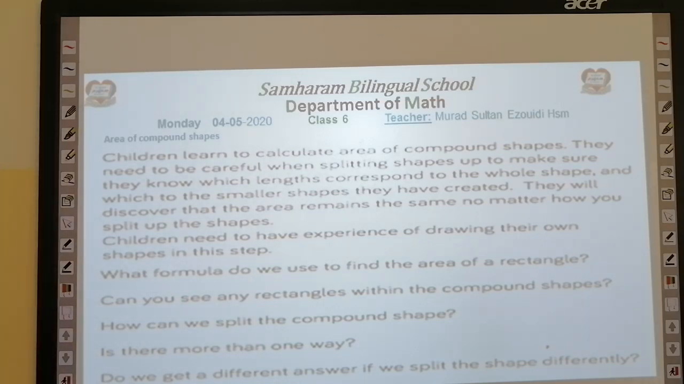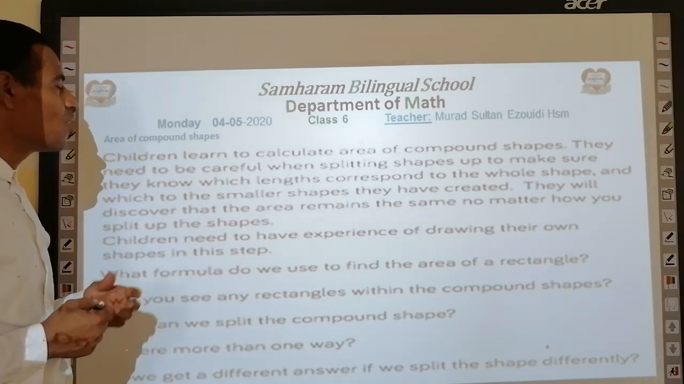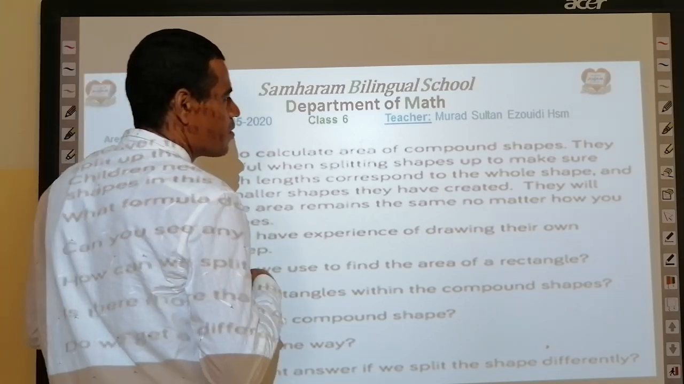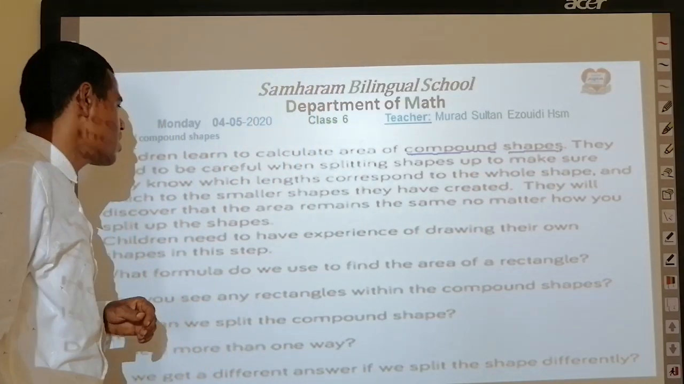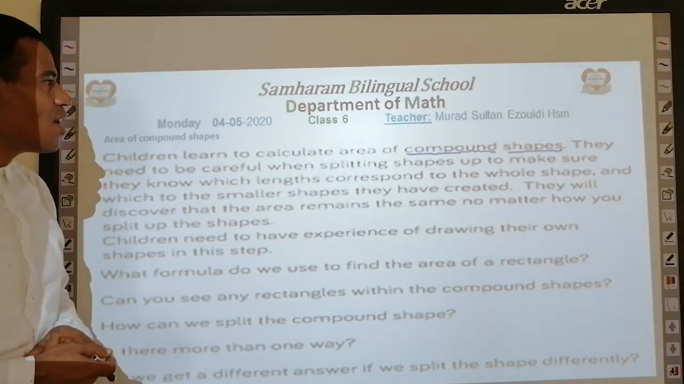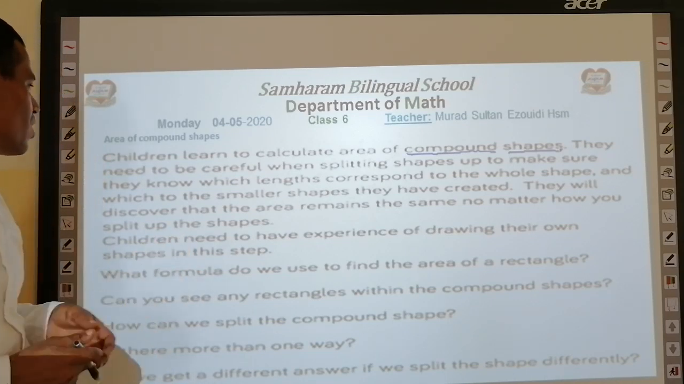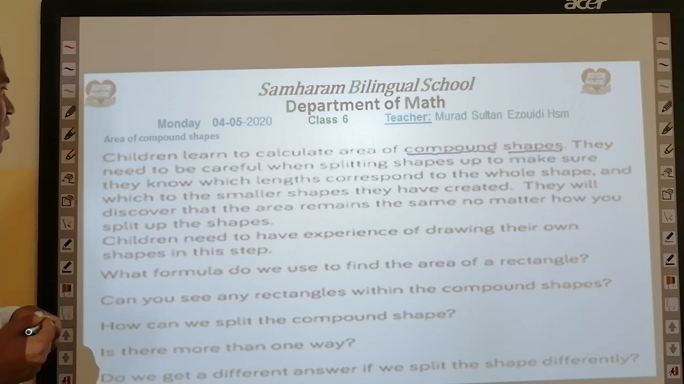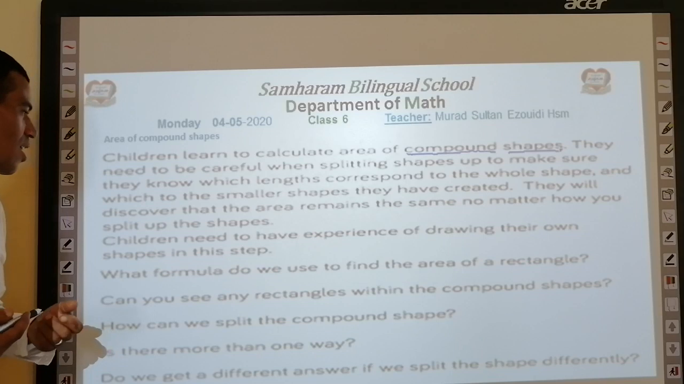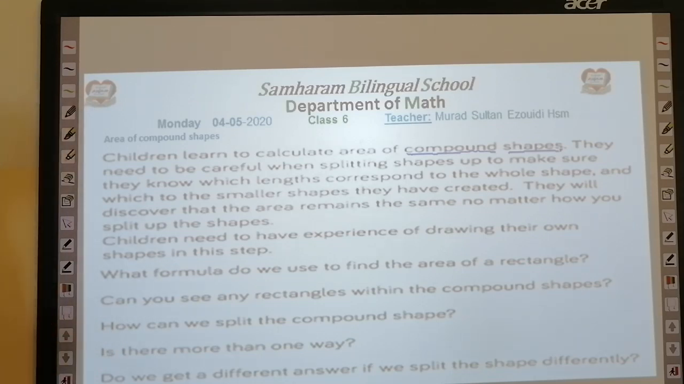Okay. We continue. So learners should learn to calculate the area of compound shapes. You now know how to find at least the area of some compound shapes. They need to be careful when splitting shapes up to make sure they know which lengths correspond to the whole shape and which to the smaller shapes they have created. Also, the learners should discover that the area remains the same no matter how you split up the shapes. Students need to have experience of drawing their own shapes in this step.